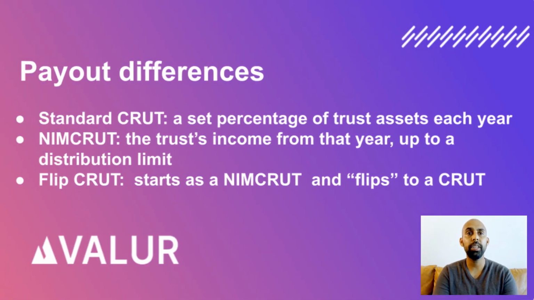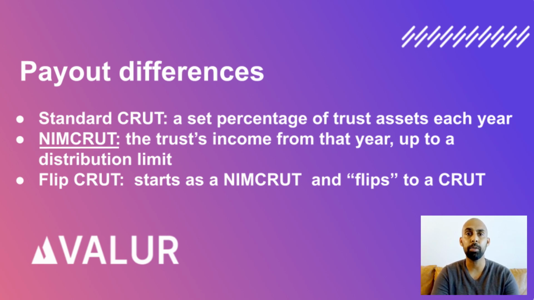Now, the primary difference between Standard CRUTs, NIMCRUTs, and Flip CRUTs is how and when you receive distributions or payout from the trust. With a Standard CRUT, you will receive a payout that is a set percentage of trust assets every year. That percentage is determined at the start of the trust and is based on its expected length, and it doesn't change during the trust term. You'll receive those payouts that are a set percentage of the trust assets value no matter what.